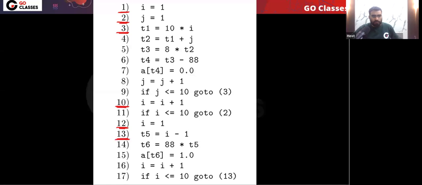So finally, what will be the basic blocks? In the basic block B1, only instruction 1 will be there. Yes or no? Only instruction 1 will be there in the basic block B1.